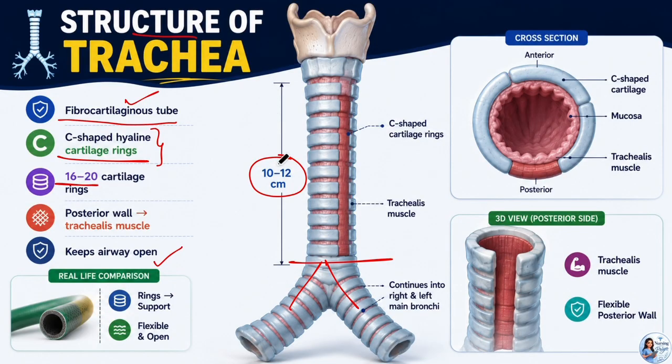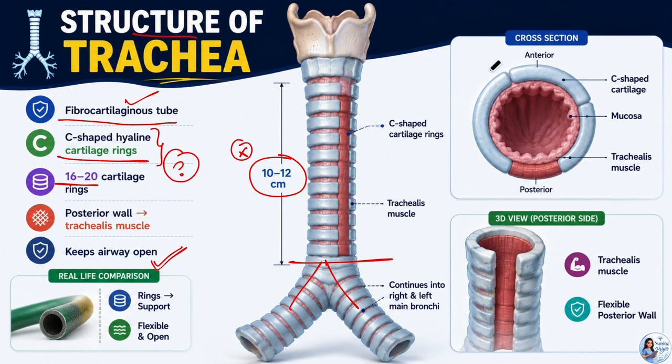Now you may wonder, why do we need these rings? Imagine drinking through a soft straw. If you squeeze the straw, it collapses and water cannot pass through it. Similarly, if the trachea had no support, it could collapse during breathing. These cartilaginous rings act like a framework and keep the airway open.